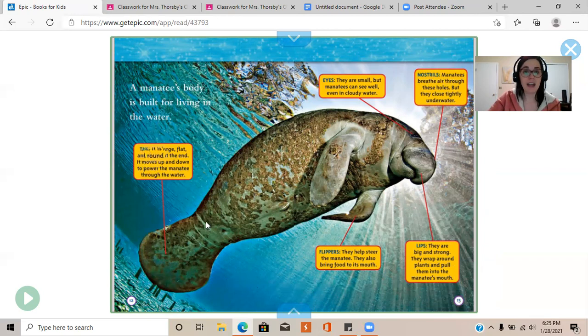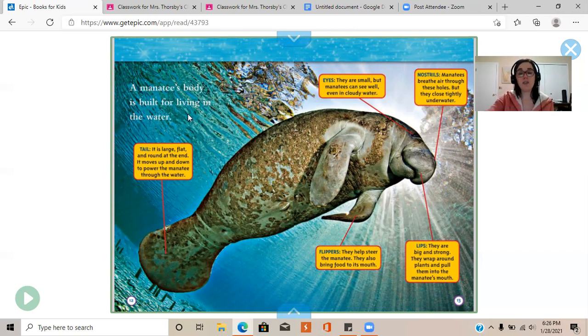So we have the tail, and the author says it is large, flat, and round at the end. It moves up and down to power the manatee through the water. We have a label that says eyes. They are small, but manatees can see well, even in cloudy water. Nostrils. Manatees breathe air through these holes, but they close tightly underwater. We also have flippers and lips. So, boys and girls, the author here is making a diagram. They didn't do a drawing. What they did was take a photograph and label it. And each one of these labels teaches us more and more and more about a manatee.